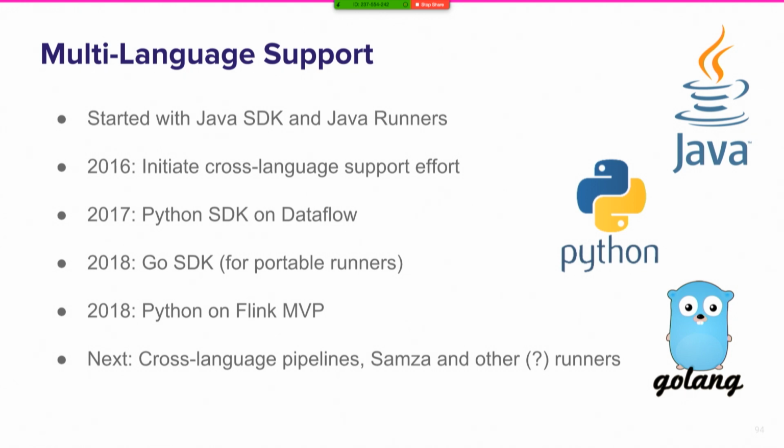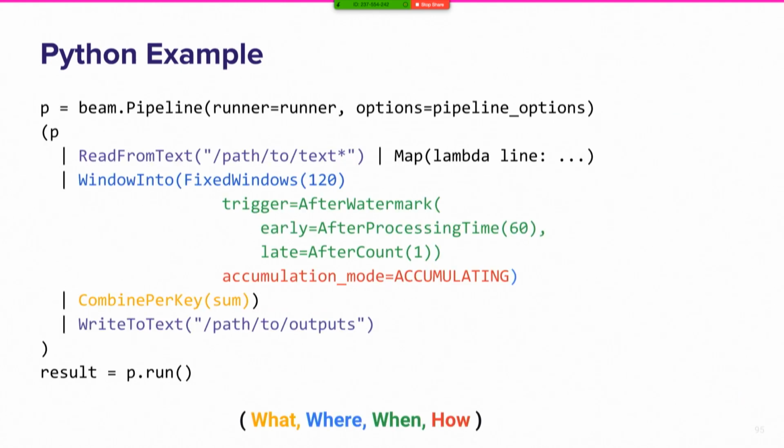The first other SDK was the Python SDK that appeared in 2017, and that would only work on Dataflow. And in 2018, the Go SDK was added. The Go SDK was the first SDK to work on the portability framework, i.e. on the framework that enables any language to run on any runner, the ultimate goal of Beam. And at the end of last year, Python support on Flink became a reality through Beam. And next is to have cross-language pipelines and to have more runners to support all of this.